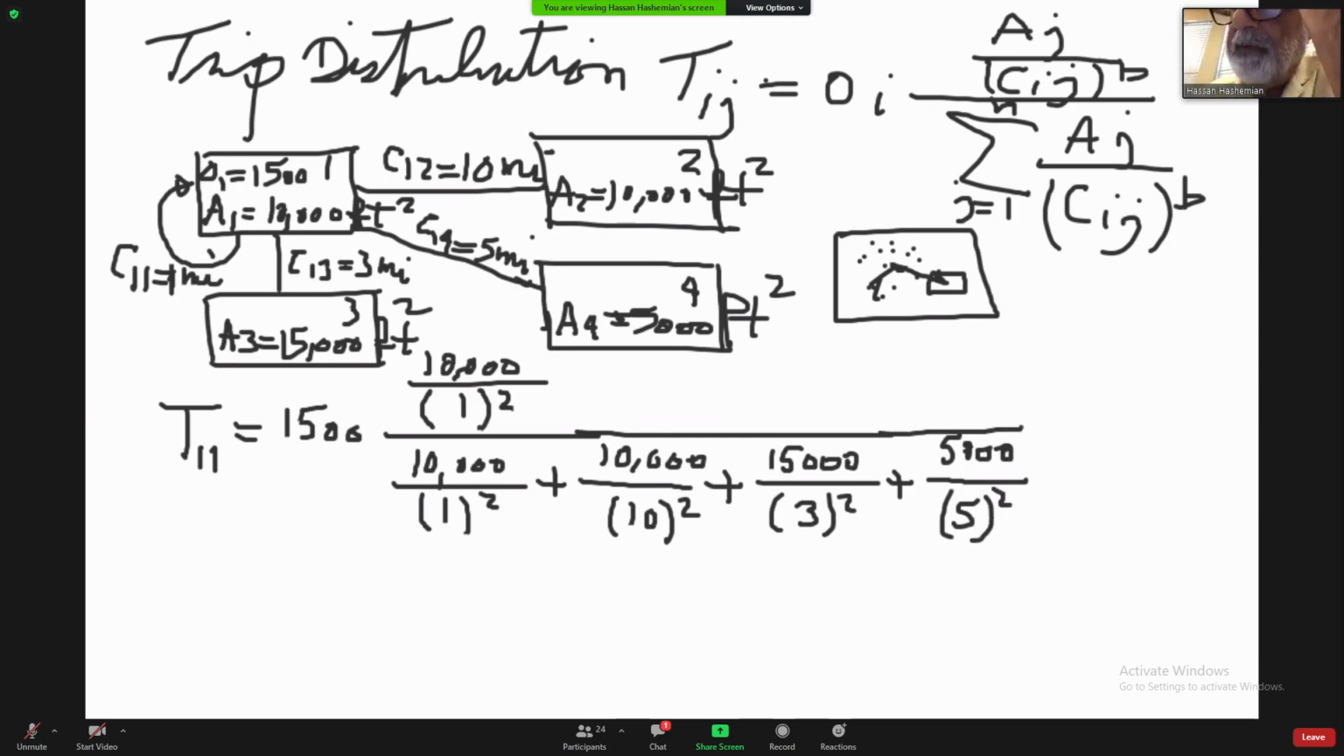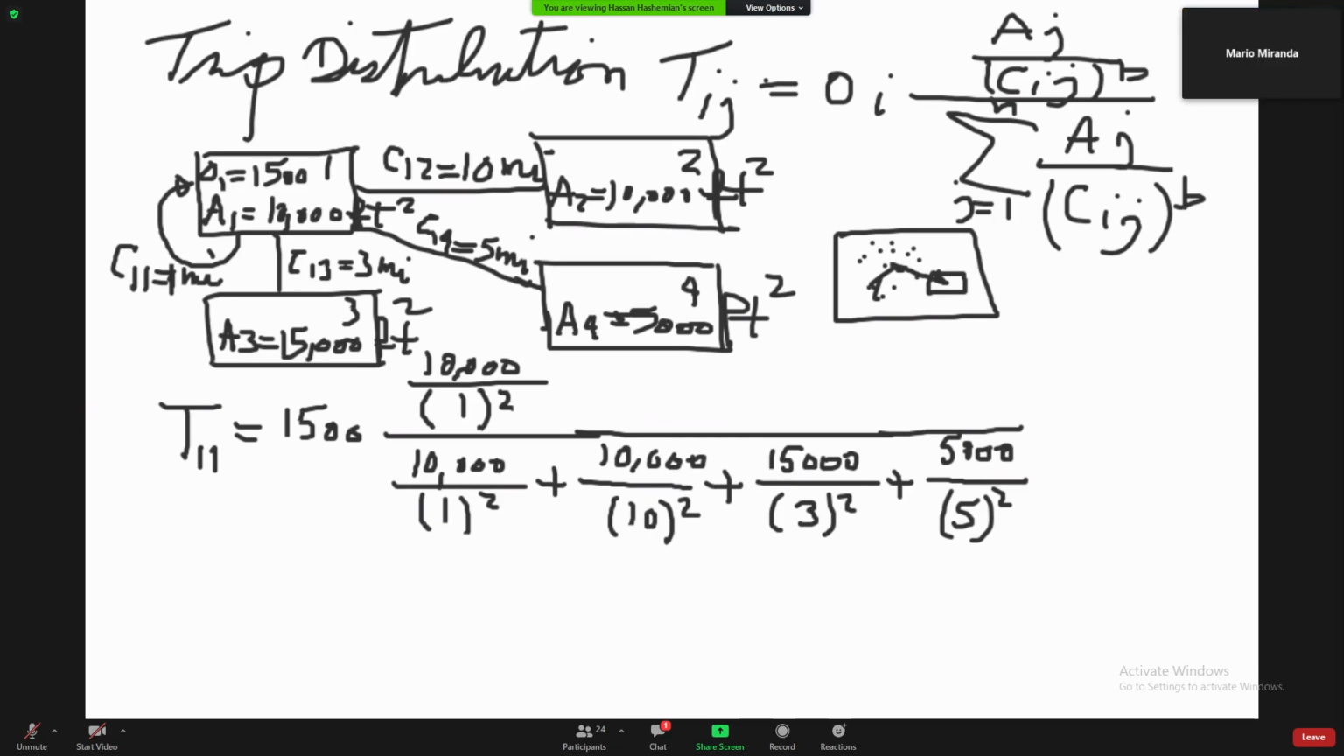Okay, does everyone understand what we did? So J varies from 1 to 4. So that's what you have to do. This is a section that some students have problems with. So first you have to know how many destinations you have, and then vary J from 1 to N.